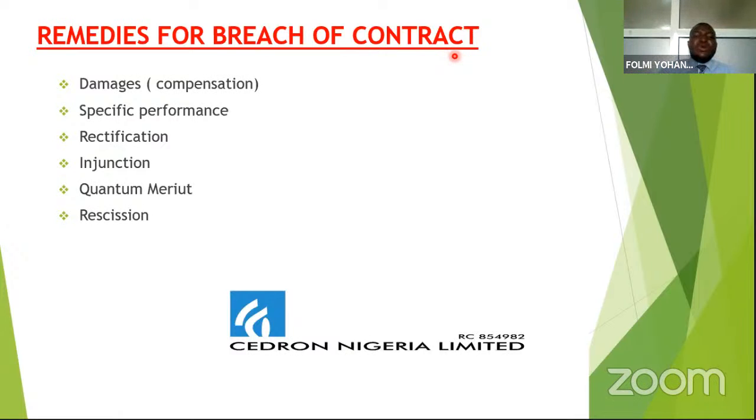Then we have what we call quantum meruit. That is for the reasonable value of service. For the reasonable value of service you offer, where the contract is terminated and it's not your fault that the contract was terminated, and you've offered a reasonable service to that person, you are entitled to payment for the services you offered. Let's say you were constructing a building, then suddenly the owner says he doesn't want you anymore, he wants you to pack up, and it's not your fault. You can go to court and ask for quantum meruit, that you should be paid for the services you've offered him so far.